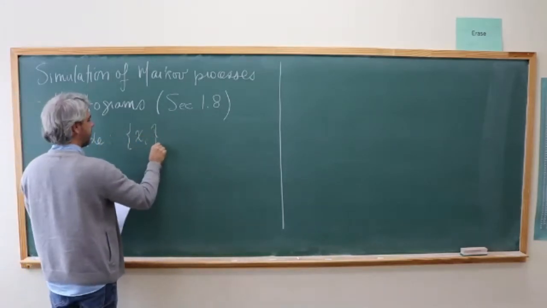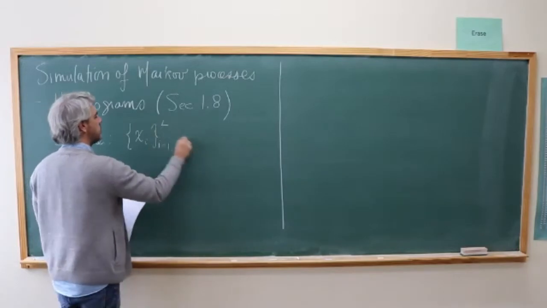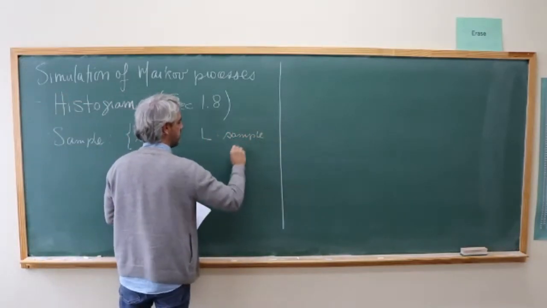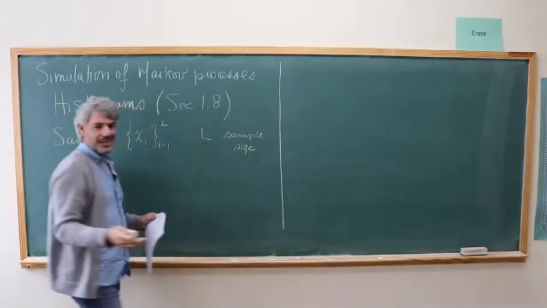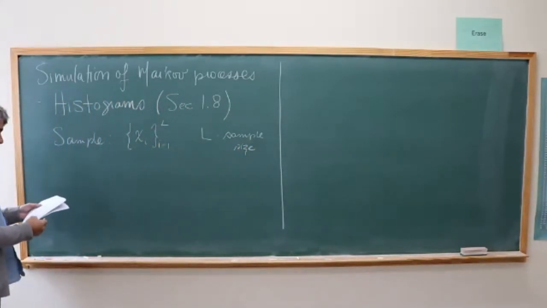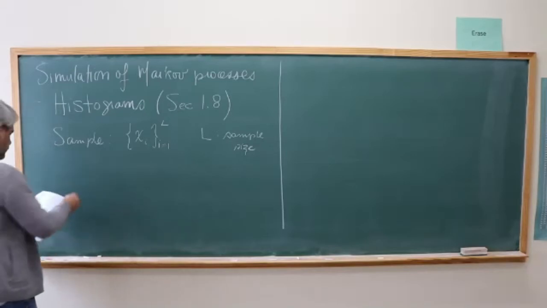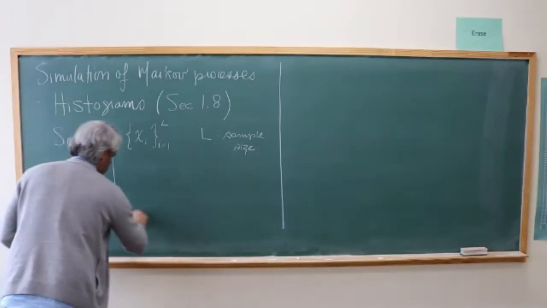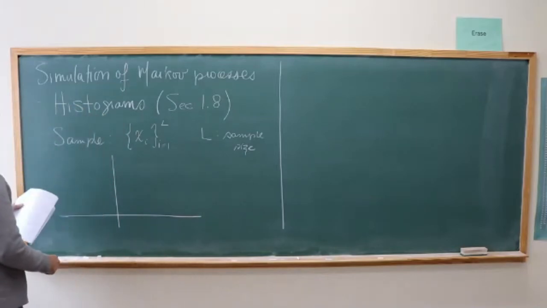And I'm going to have L of them. So L is the sample size, and you have to imagine that L is quite large. We might have 1 million samples, and then we want to calculate a histogram. So what's the histogram? The histogram is just the distribution of these values.